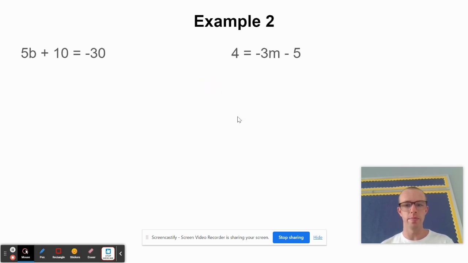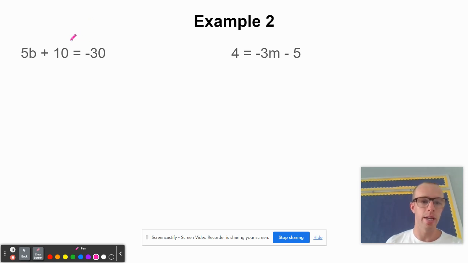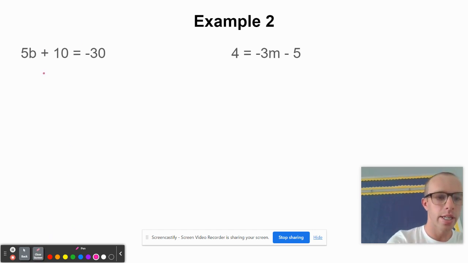All right, example 2. I threw in some negative numbers. Negative numbers will always be a part of math, and we shouldn't be scared of them. Hopefully you got pretty good at these in middle school. All right, so we're going to start by getting rid of the constant on this one. The constant is the plus 10 because it's by itself. To get rid of a plus 10, I subtract 10 from both sides.